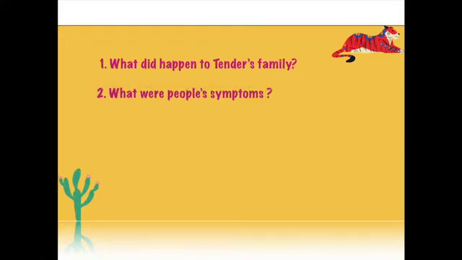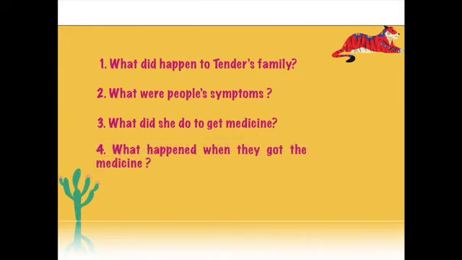I hope you like this story, and if you need to watch the story once again, you can do it, okay? Now, we're going to have 4 questions that you have to answer in your notebook. The first one is, what happened to Tenderflower's family? Number 2, what were people's symptoms? Number 3, what did she do to get medicine? And number 4, what happened when they got the medicine? Okay? Now, all of these questions, guys, please answer in your notebook.